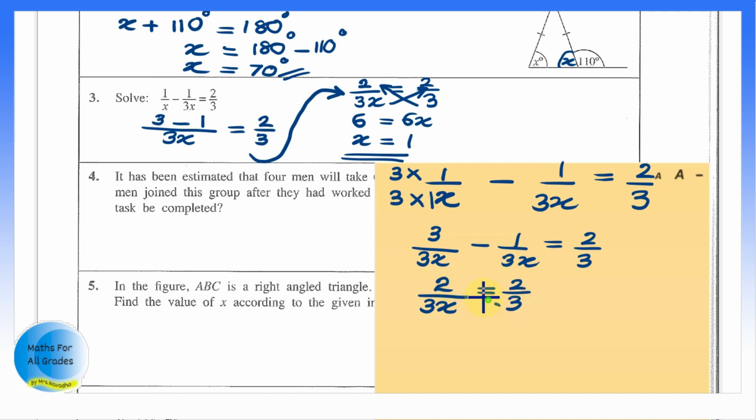Now let's do the cross multiply here. 3 times 2 equals 6. Here 3x times 2 equals 6x. Now let's divide both sides by 6. So you will get x equals 1 as the answer.